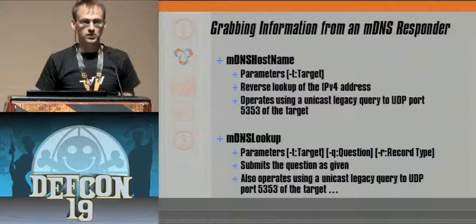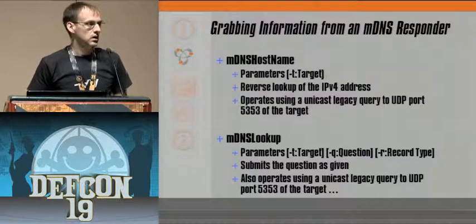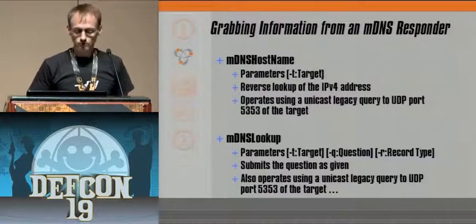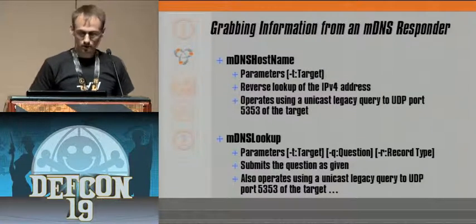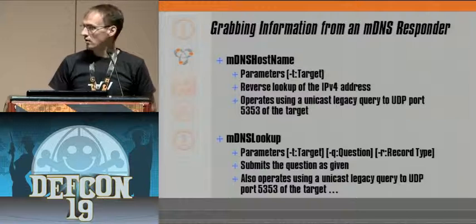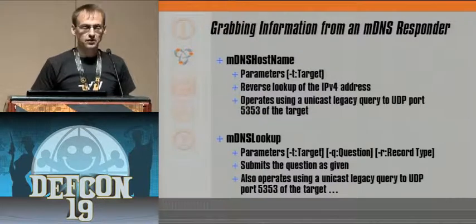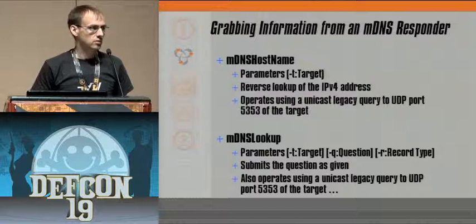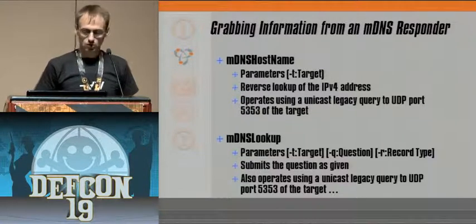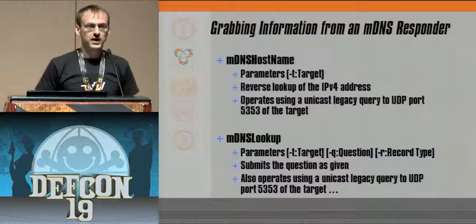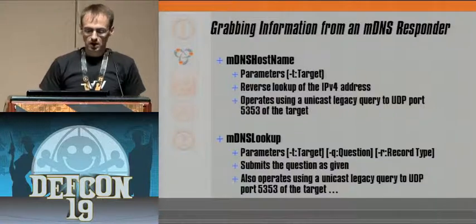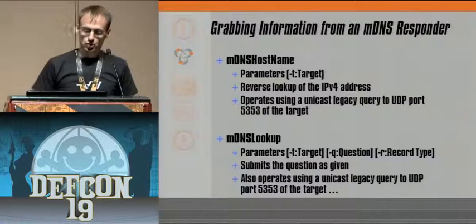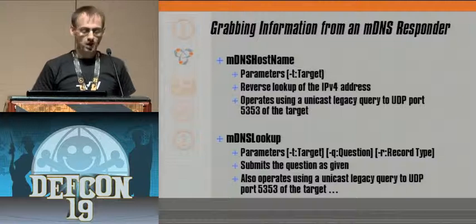I had an additional way to profile my hosts quickly, like I was often able to do with Windows hosts. And so I created a tool called MDNS hostname. The parameter there does a reverse lookup of the IPv4 address. I did repurpose some code that was designed for traditional or conventional DNS, so it basically just packages the same message but sends it to UDP port 5353. So it operates using a unicast legacy query to UDP port 5353 of the target.